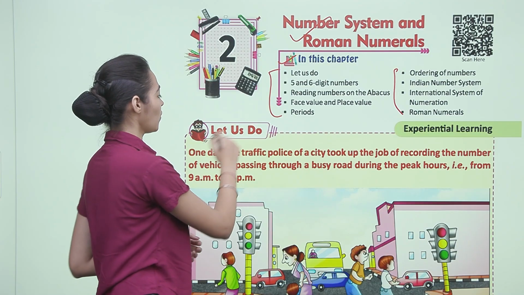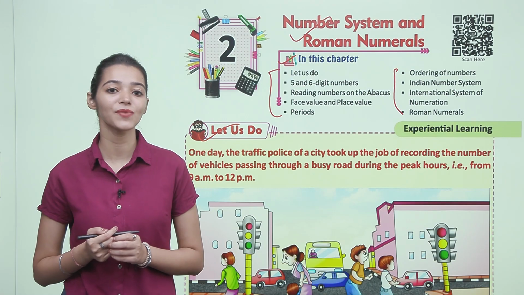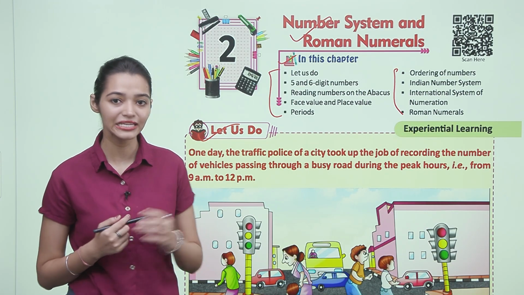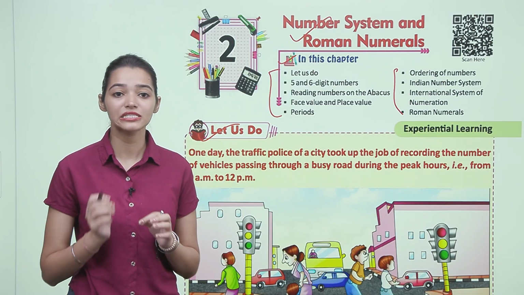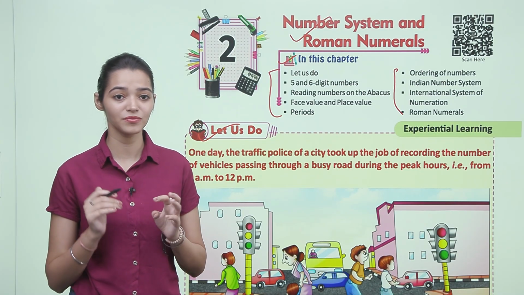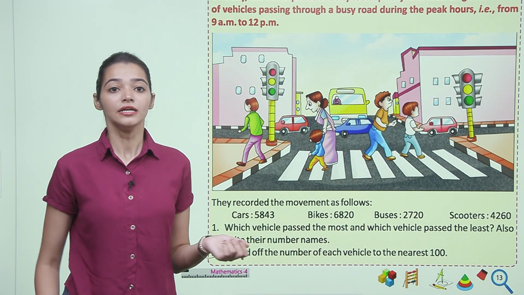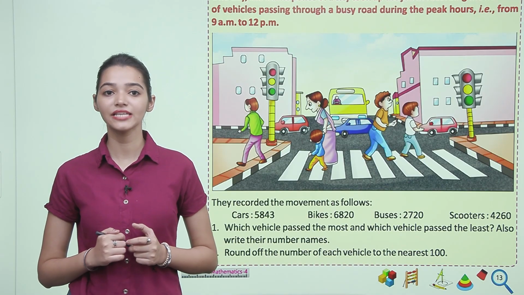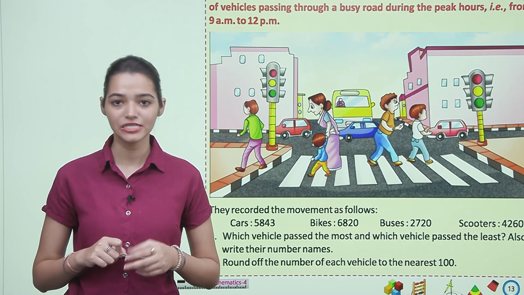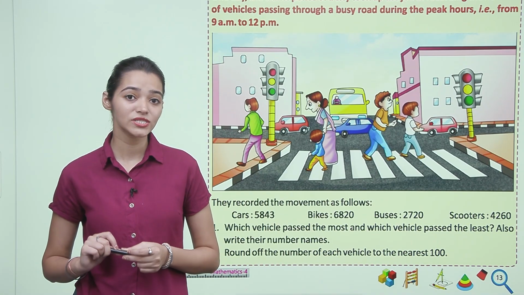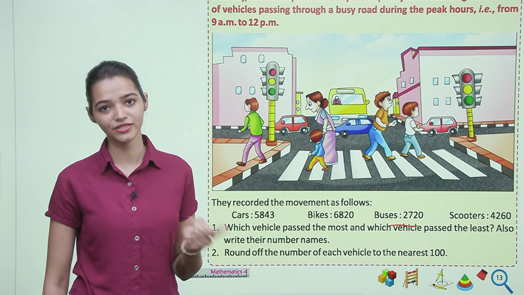Now let's start with Let Us Do. One day the traffic police of a city took up the job of recording the number of vehicles passing through a busy road during the peak hours, that is from 9 am to 12 pm, when the traffic was high. They recorded the movement as follows: cars, bikes, buses and scooters. In the first question, we have to tell which vehicle passed the most and which passed the least. The vehicle that passed the most is bikes and the vehicle that passed the least is buses. That's how you have to complete the remaining part.